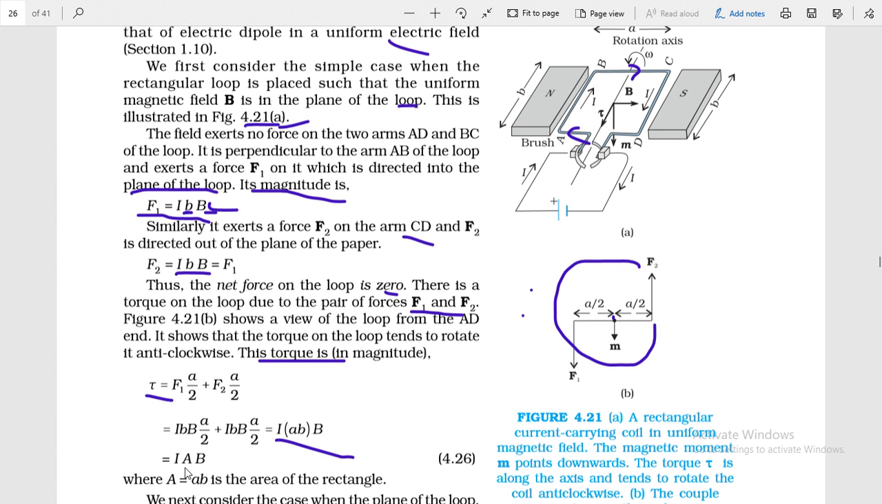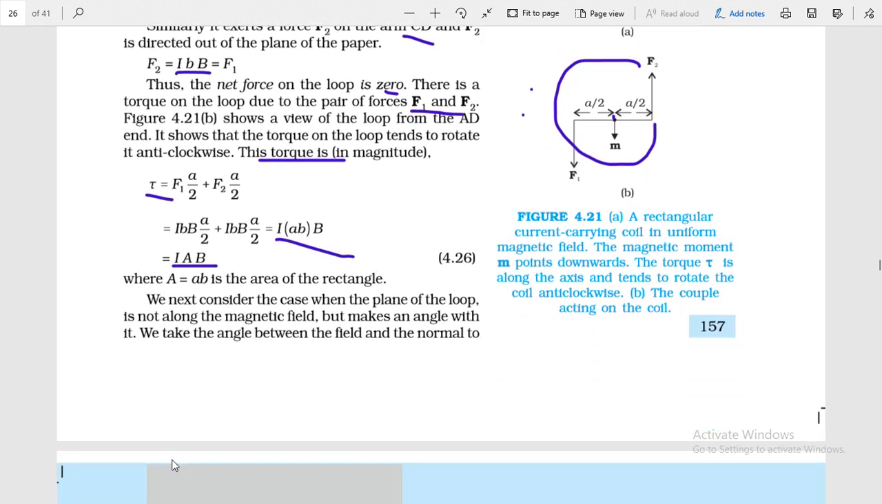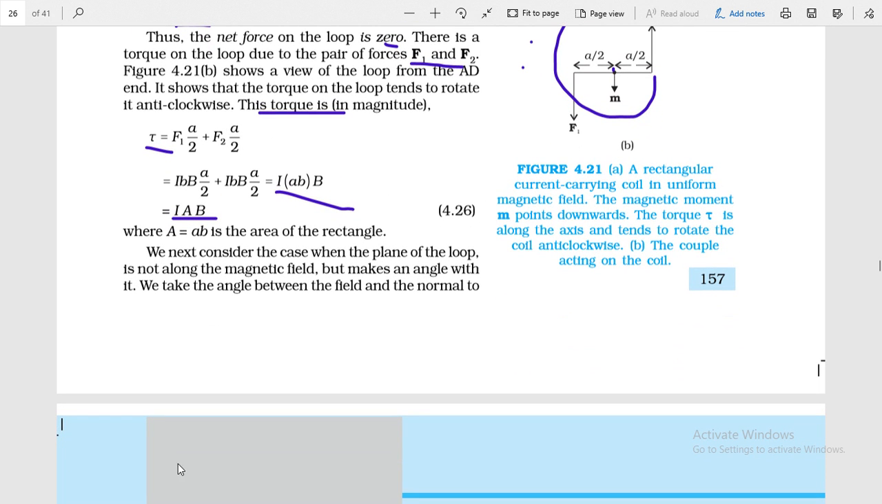So you can write the total torque is equal to I into A into B, where A is the area of the loop, B is the magnitude of the magnetic field, and I is the current flowing through the loop. Here A, which is equal to AB, is the area of the rectangular loop. We next consider the case when the plane of the loop is not along the magnetic field but makes an angle with it.